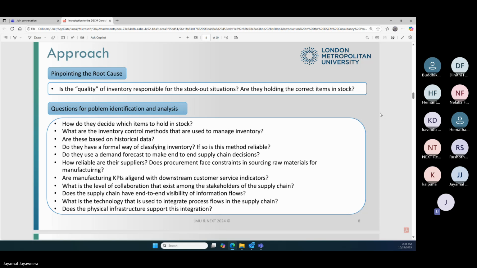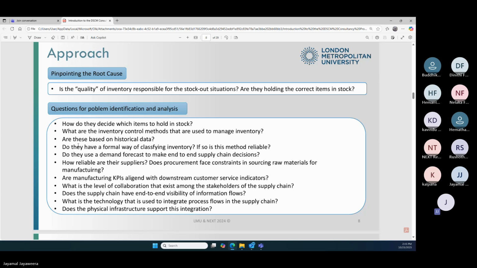The wrong stocks in the warehouse. Stocks or items that should not be in inventory are in inventory. But how come? The real business world case. So the questions that you can ask, right? How do they decide which items to hold in stock? How does the organization decide on that? What are the inventory control methods that are used to manage inventory?